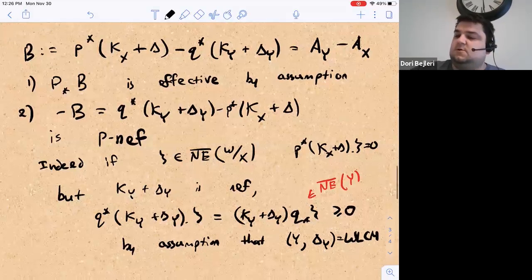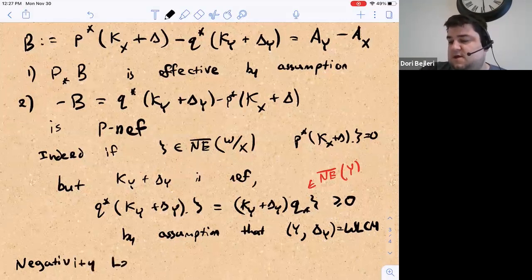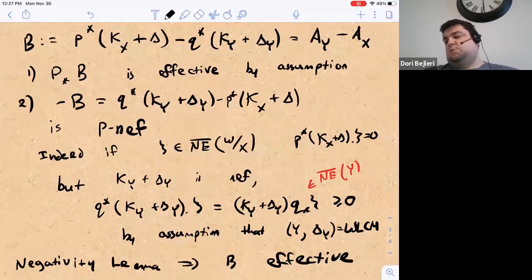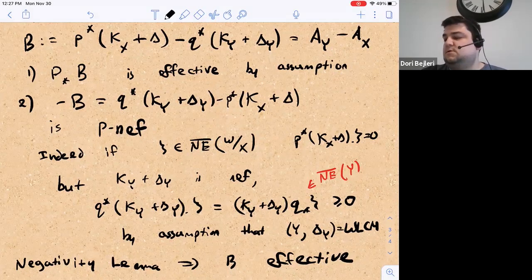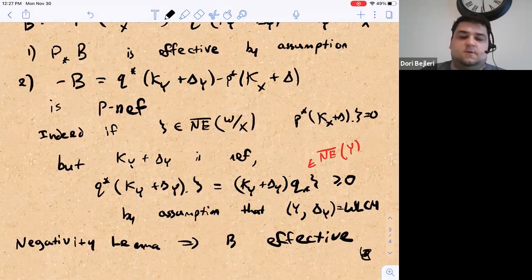Okay, and so now by the negativity lemma, since minus B is P-nef and P lower star B is effective, then B is effective. And so the discrepancies on Y are greater than or equal to the discrepancies on X. So we're done. Okay, any questions about that?